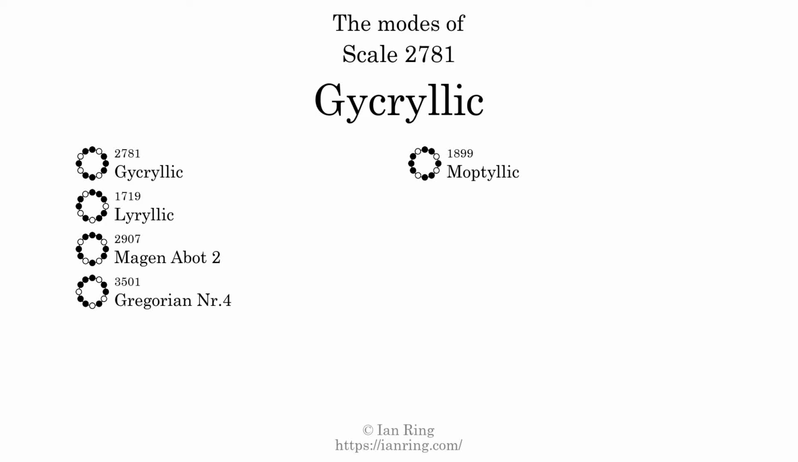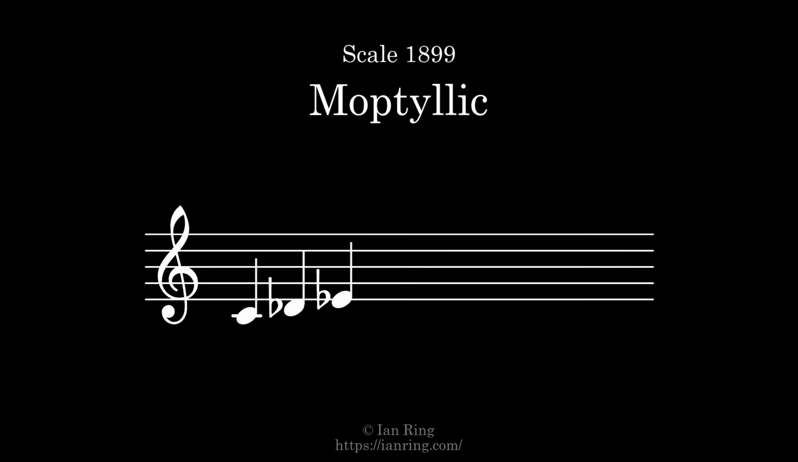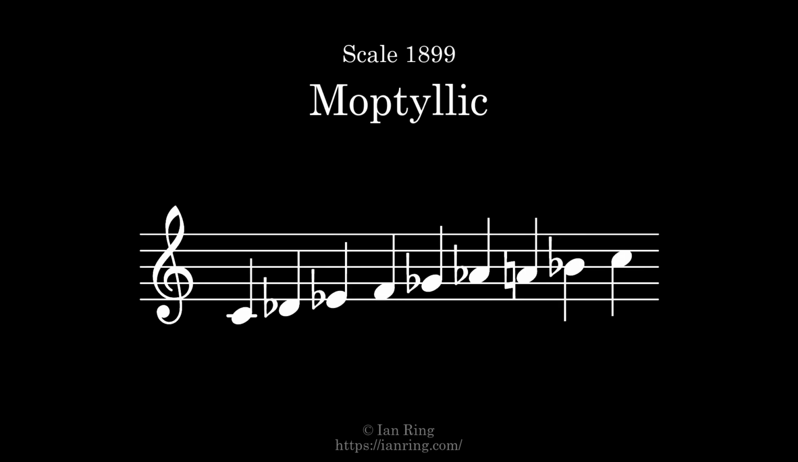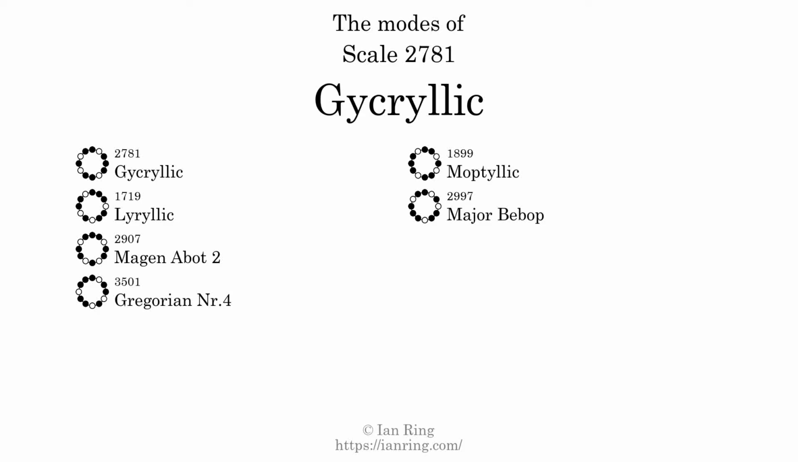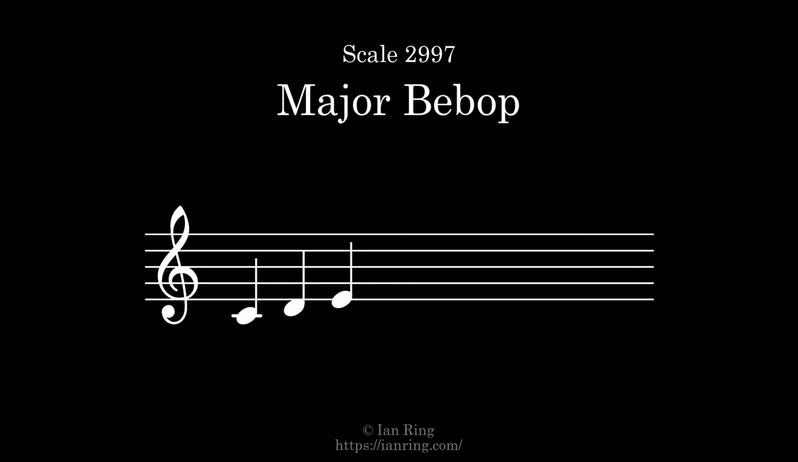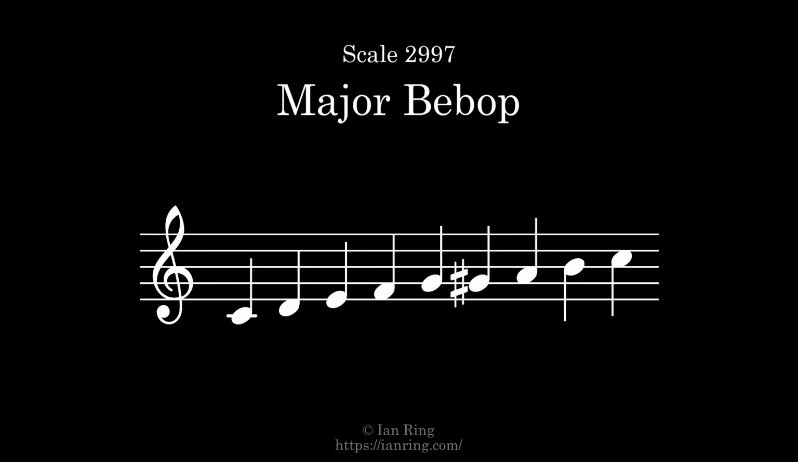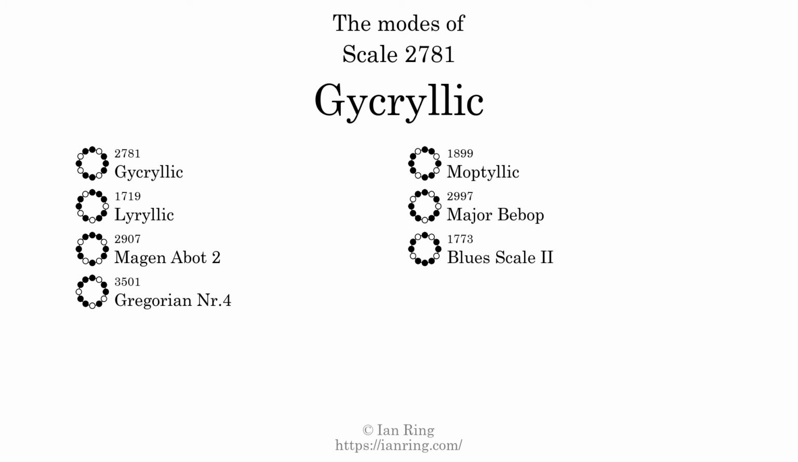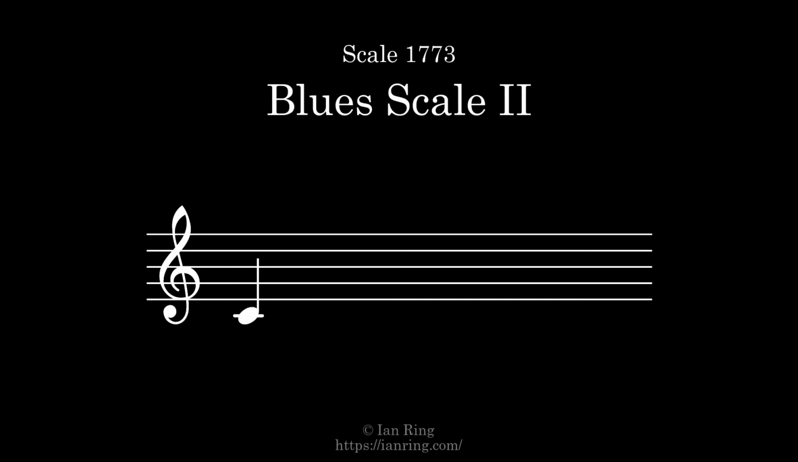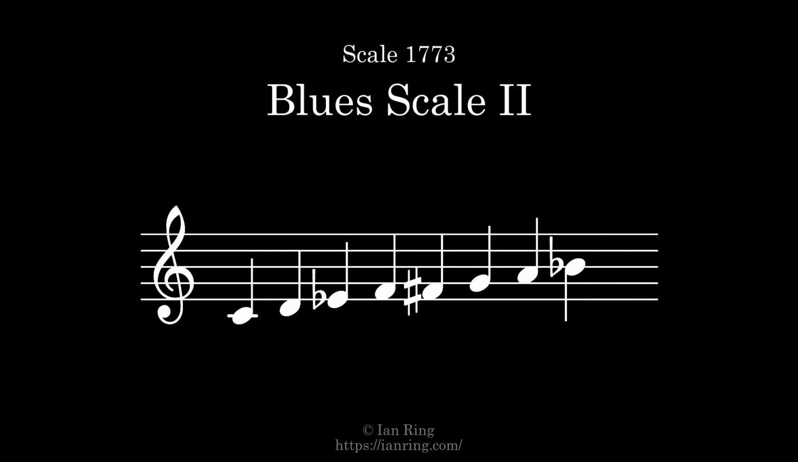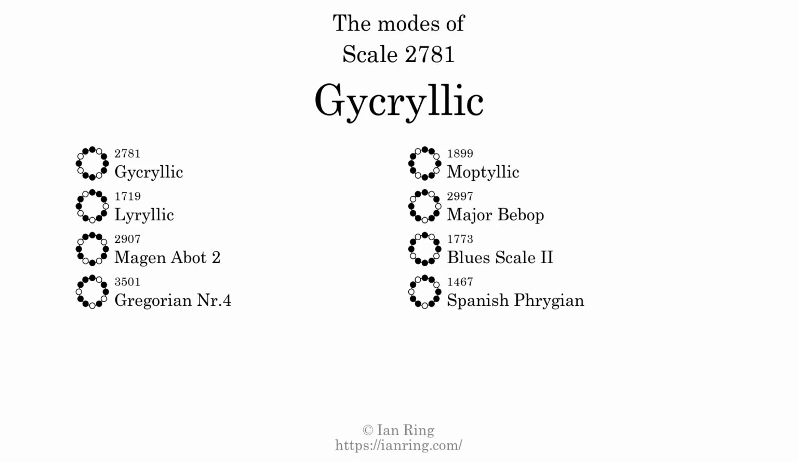The fifth mode is scale 1899, also known as Moptilic. It sounds like this. The sixth mode is scale 2997, also known as Major Bebop. It sounds like this. The seventh mode is scale 1773, also known as Blues Scale 2. It sounds like this. The eighth and last mode is scale 1467, also known as Spanish Phrygian. It sounds like this.